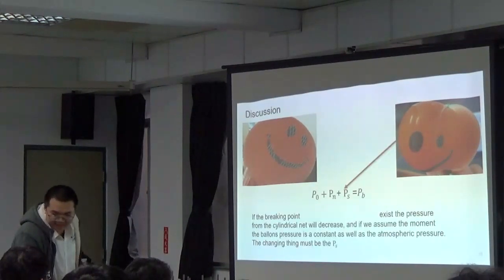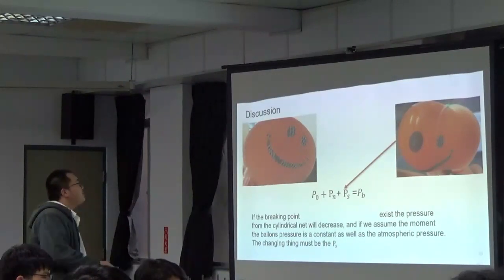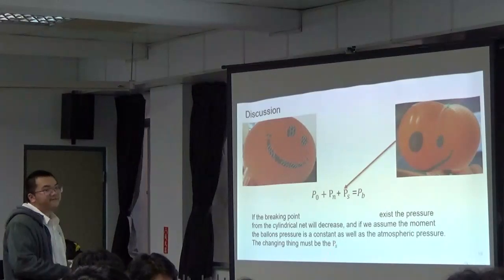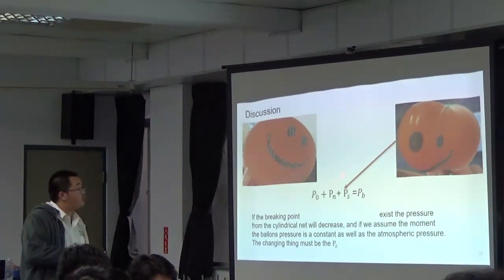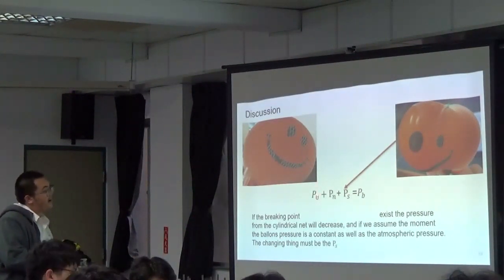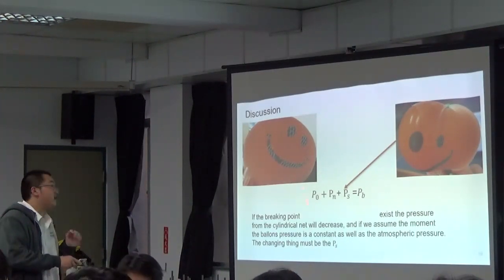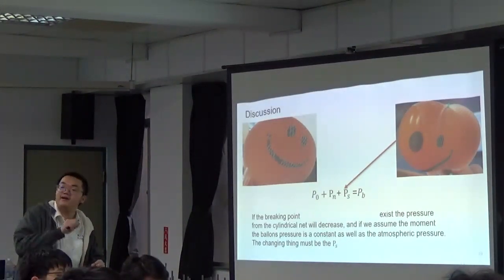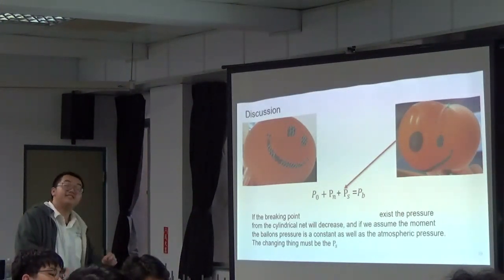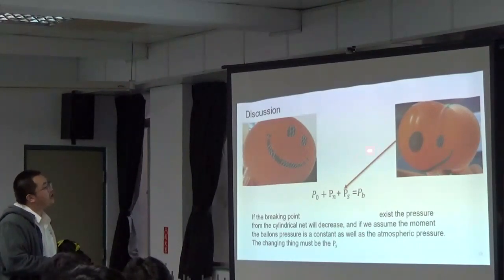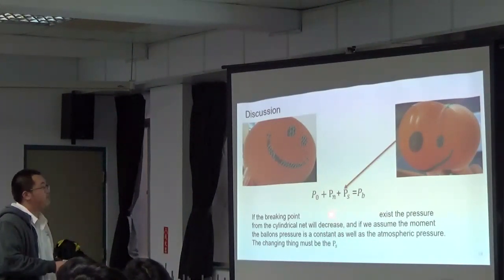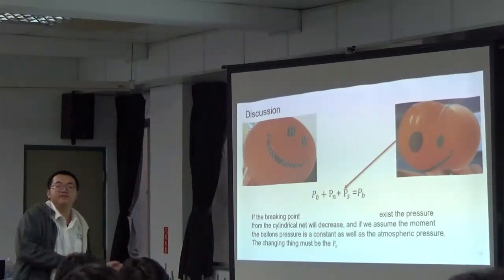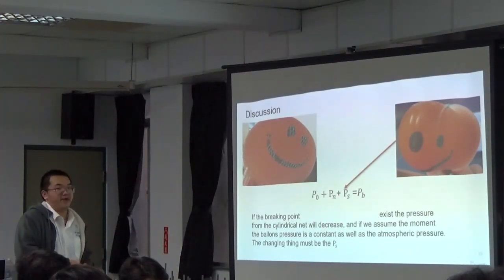So I'm going to also explain about this here. When we look at the balloon, because the neck is being cut, the pressure from the cylindrical neck itself is shorter. And also because the atmospheric pressure is always constant, and the air inside the balloon we assume is the same each time, the changing part will always be the surface tension of the balloon itself, meaning that it will want to expand.